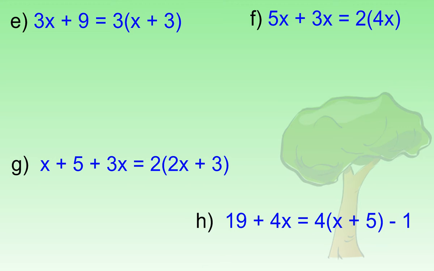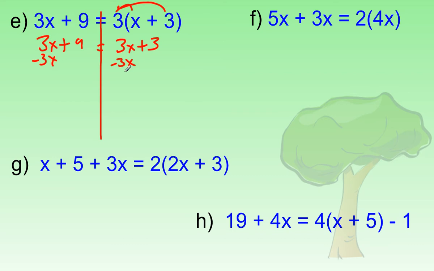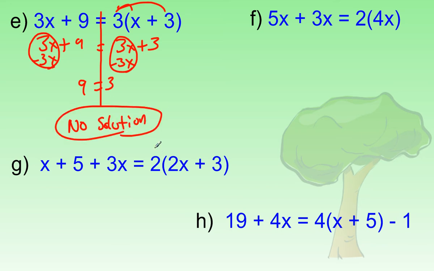All right, so let's see how we did. Distribute gives us 3x plus 3, 3x plus 9. If I subtract 3x on both sides, those variables are going to cancel out on both sides. And 9 equals 3, which is not true. 9 does not equal 3, so this is no solution. That's basically how I remember it. Is this true? No. No solution.